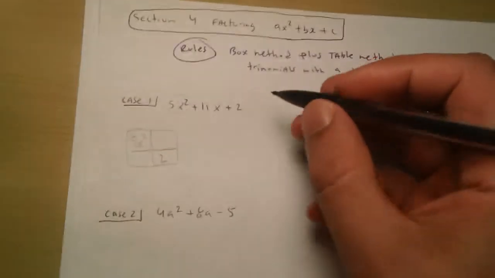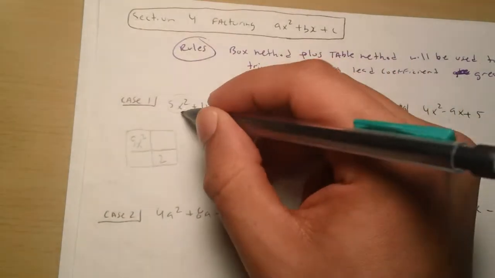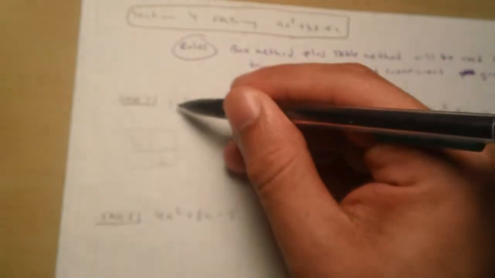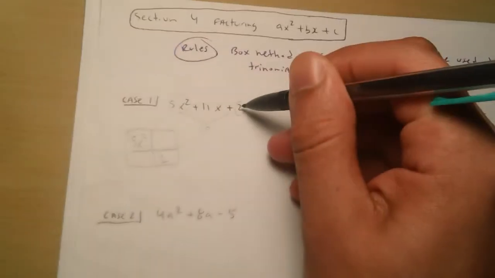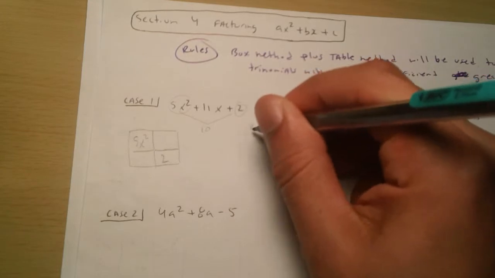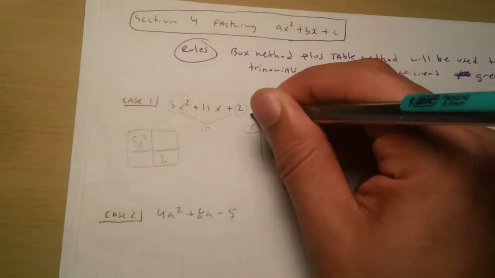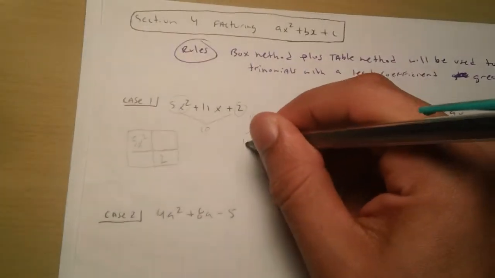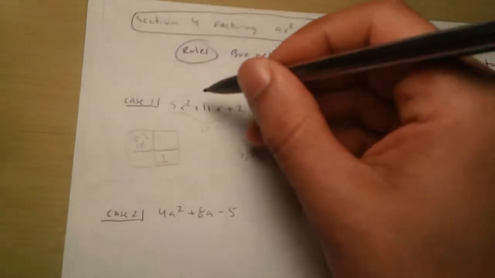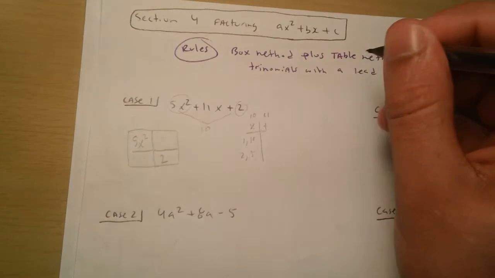Okay, so now we have to look for factors of 10. Do you see how I did that? You multiply the lead coefficient by the last term. So you have 5 times 2 gives you 10. We have to find factors of 10 that, whenever they're multiplied, give you 10, and whenever they're added, give you 11.